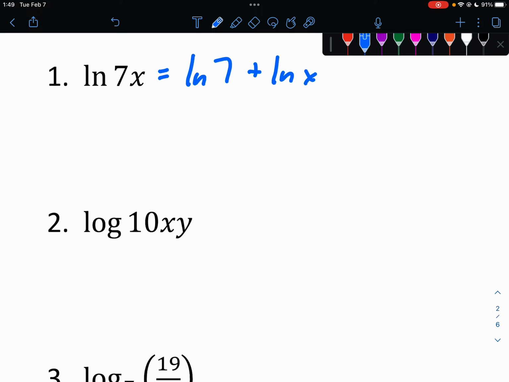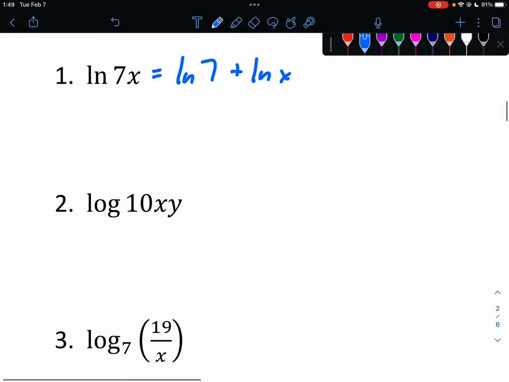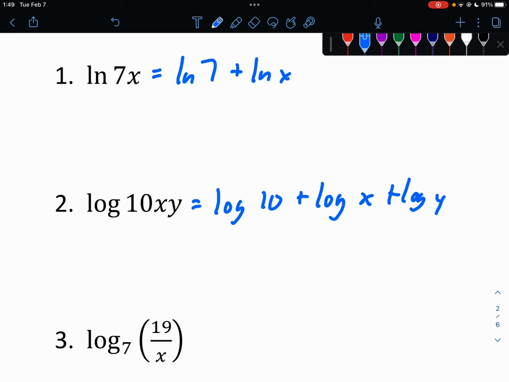Second one, 10, x, and y are all in the numerator, so all three of them can get their own logarithm, all positive logarithms. And we can go one step further, because at this point we should know what log of 10 is. Remember, this is log base 10 of 10, which is 1. So we can write this as 1 plus log x plus log y.